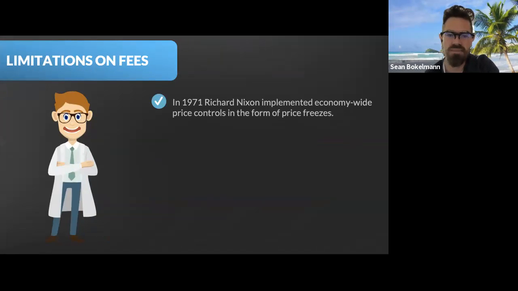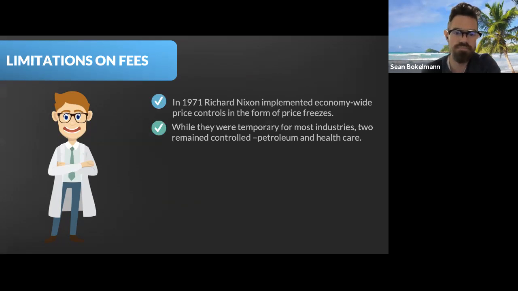And then came the Nixon administration in 1971. And I don't know if you guys know about the history of the economy at that time, but basically we were facing a period of stagflation. So maybe you've heard of that. So prices were really going up a lot, and the economy was in a recession. And so to combat increasing prices, they placed a freeze on prices economy-wide. And they were meant to be temporary, but they ended up being permanent for two industries, and those were the petroleum industry and the healthcare industry.